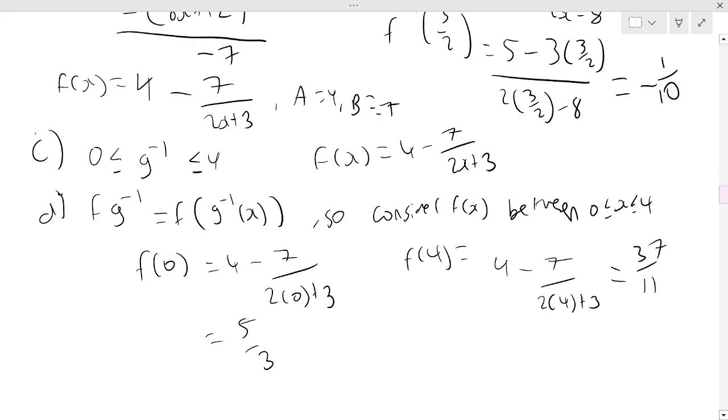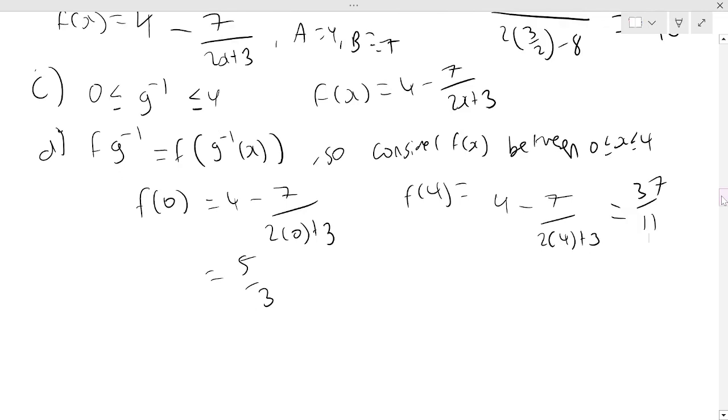Cool. So then you'd probably be, and so that's cool. So it's between 0 and 4. The last thing we need to check is if the function's increasing. Obviously 5 over 3 is smaller than 37 over 11. So say 5 over 3 is here for f, for our range at 0, and then at 4 it's 37 over 11. So it goes from here to here.